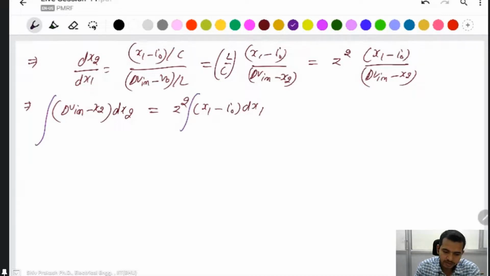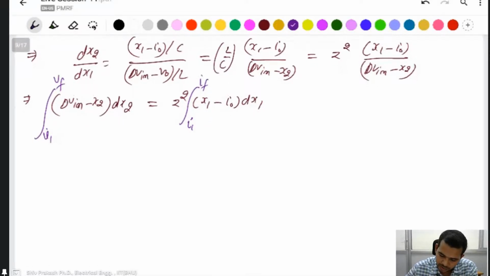Integrate both sides from the initial value I1 to the final value IF. Sorry, this one is the voltage equation, so V1 to the final value, and this one is IL, I1 to I. You integrate this and you find two equations, IL and I2, and D is equal to on or off.